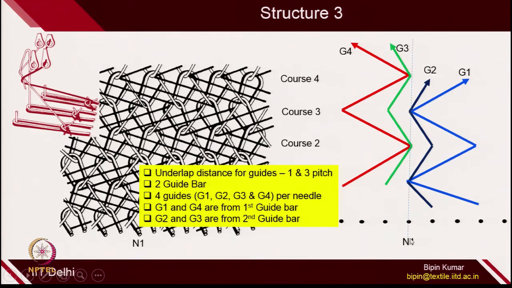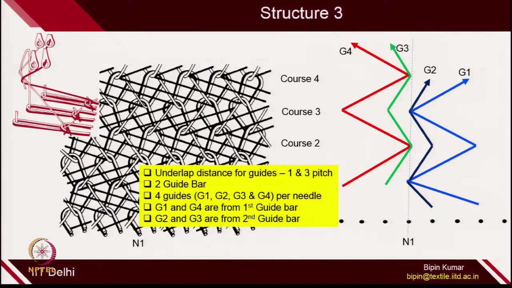4 different guides are required per needle, which you can see here. If you just follow the path, G1, G2 and G3 will be coming. G1 and G4, the blue one and the red one, have almost similar movements. These similar movements can be attached to the same guide bar. So G1 and G4 you can imagine must be attached to the first guide bar, and if you follow the movement of G2 and G3, their movements are also the same. So they must be attached to the second guide bar.